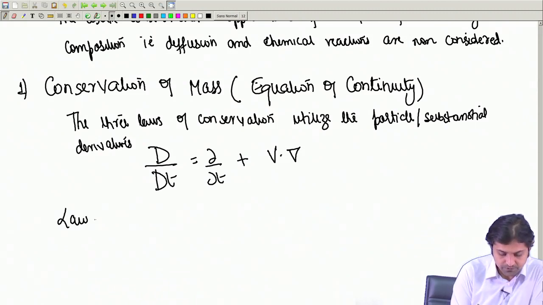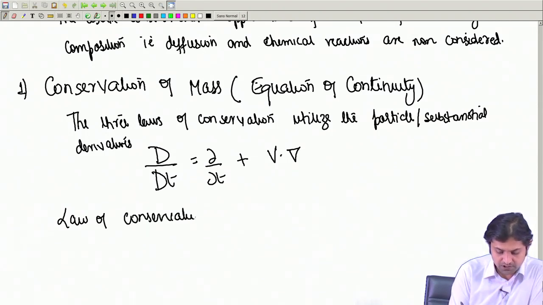So, writing now, the law of conservation of mass. Okay, so what does this law say? Law of conservation of mass.